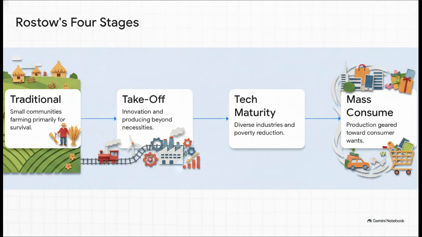And finally, stage 4, a society reaches high mass consumption. Production here is no longer just about survival. It's geared toward everyday consumer wants and luxuries. It's the mall, the smartphone, the extra car.